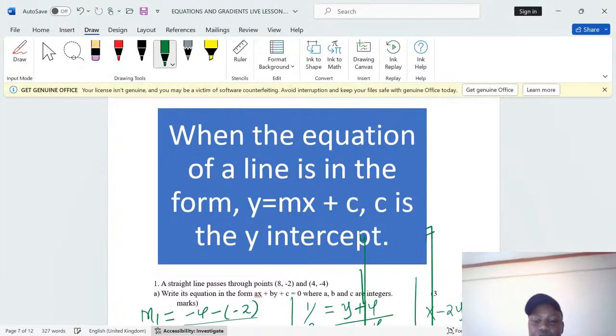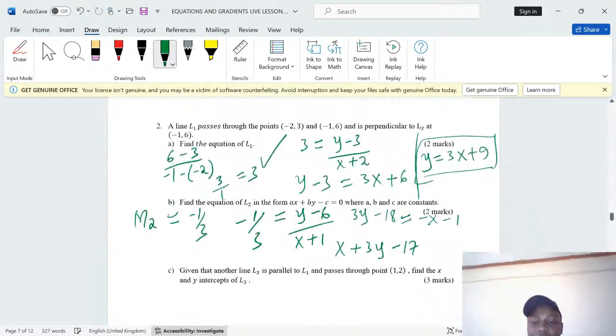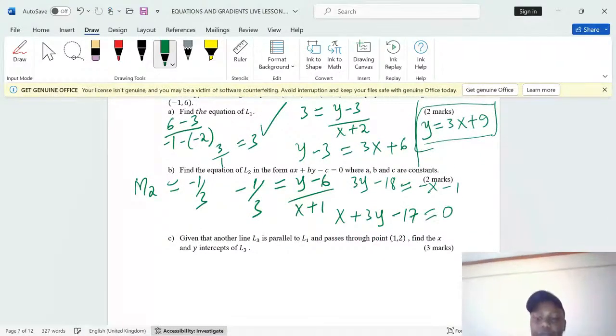This is equal to 0. Therefore, that is the equation in the format which has been specified.